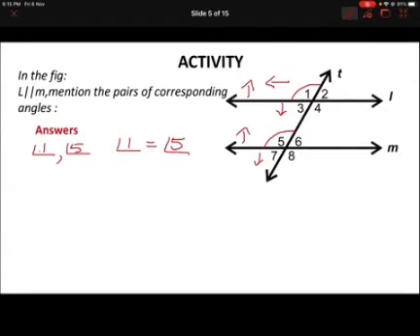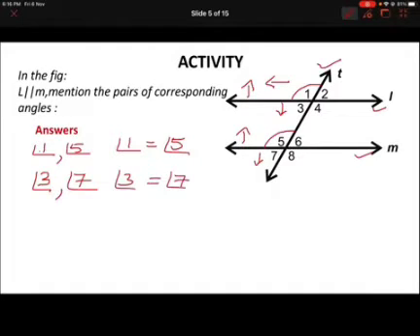Just now we learned that in result 1, corresponding angles formed when a transversal cuts parallel lines are equal. That is result 1, just now you have learned. Okay, next pair is angle 3, angle 7. So, angle 3 is equal to angle 7, children.